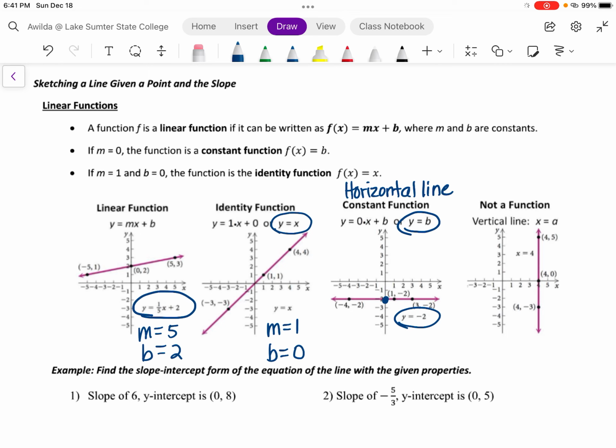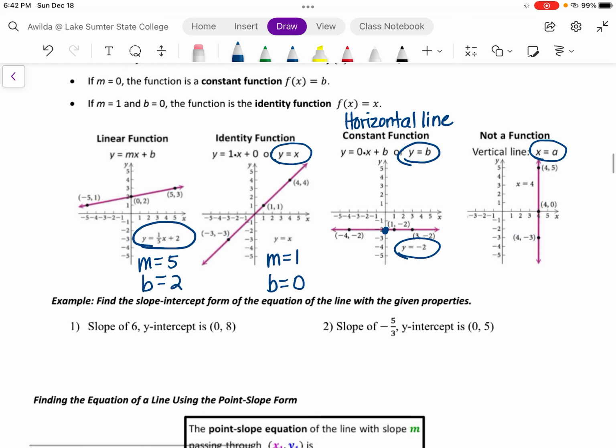Note that vertical lines do not meet the criteria to be considered a function, because to be a function, we cannot have ordered pairs with the same x-coordinate but different y-coordinates, which clearly we see as a violation in a vertical line. So a vertical line has an equation that looks like x equals a, where a is a constant. However, there's no mention of y here. This is all in terms of x.